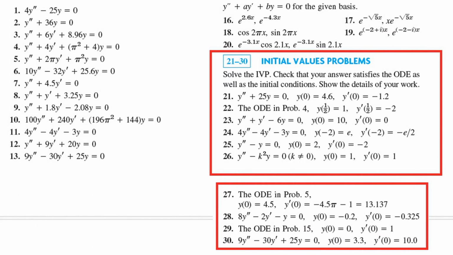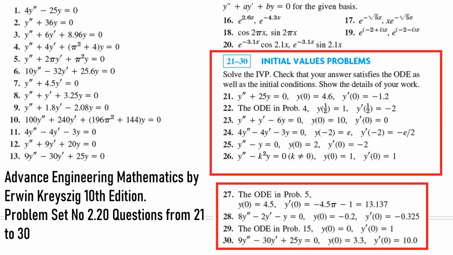In this video session, I will be discussing with you problem set number 2.2 of Erwin Kreyszig's Advanced Engineering Mathematics. Questions will be from 21 to 30. Okay, and the first question is appearing on your screen. These questions are all initial value problems.